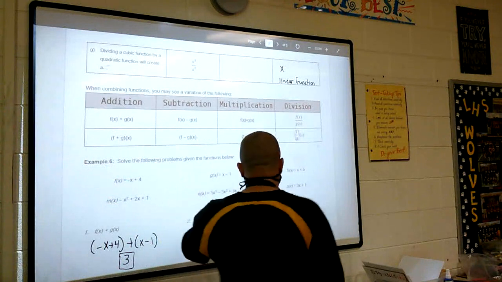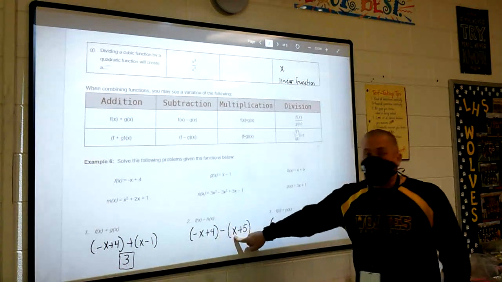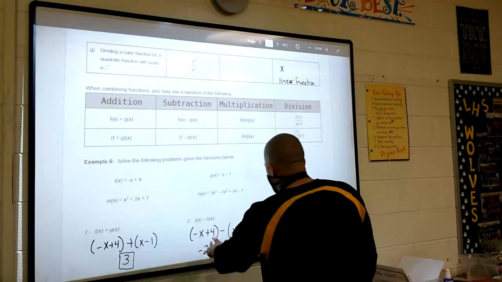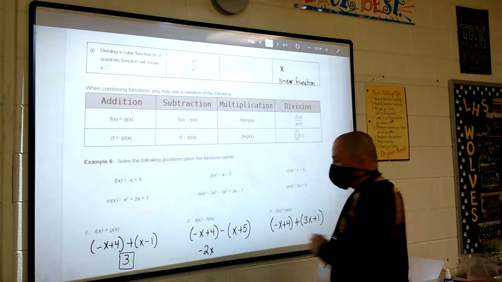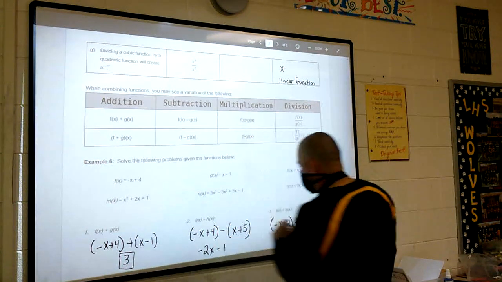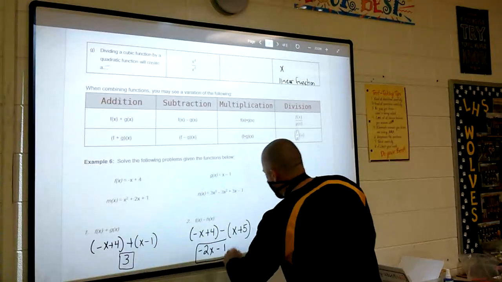F of x minus h of x. We have negative x minus x. That gives us negative 2x. Okay? And 4 minus a positive 5 gives us negative 1. So you better be careful with the subtraction ones. Okay? I'd be very careful with that.